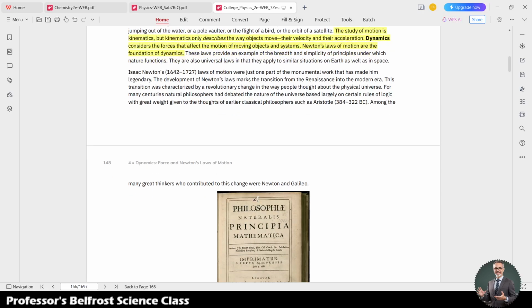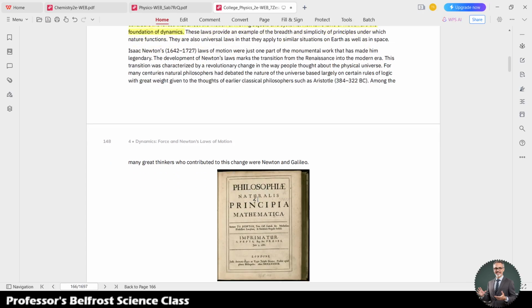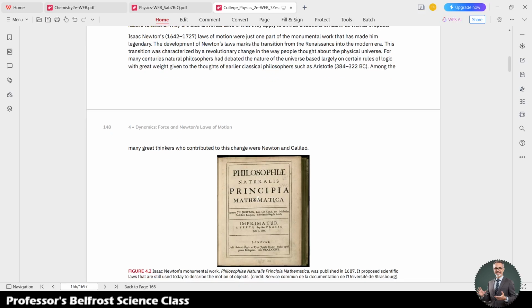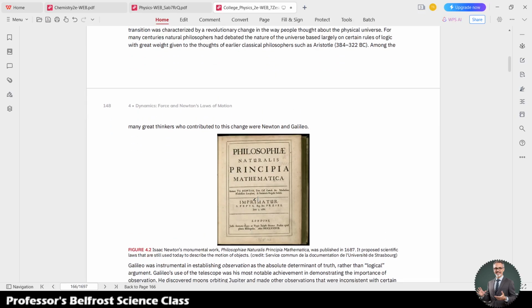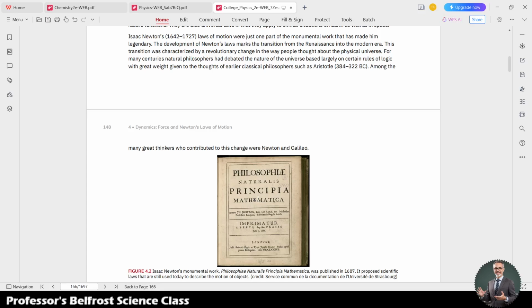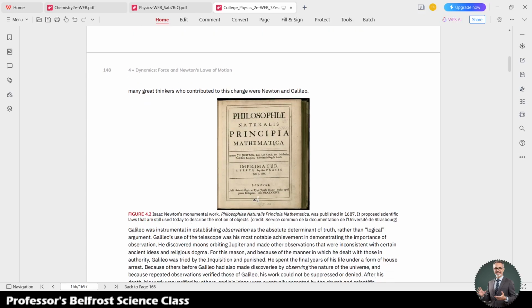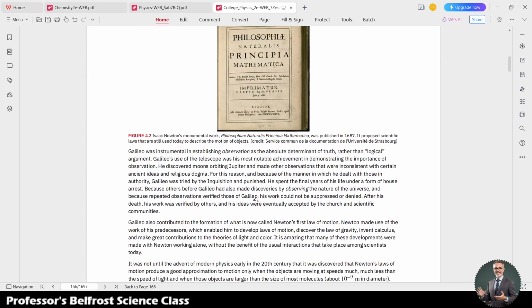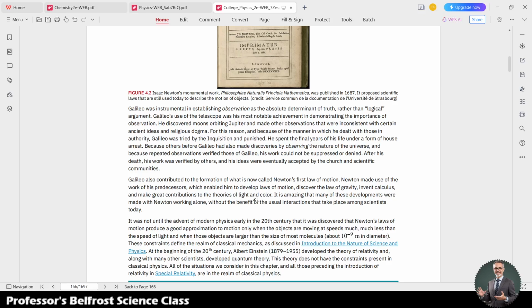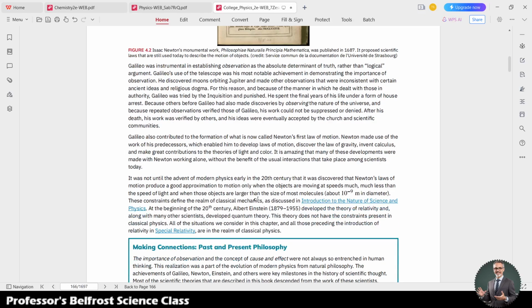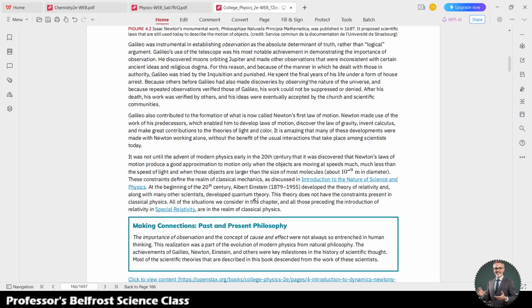Isaac Newton's laws of motion were just one part of the monumental work that has made him legendary. And actually there were quite many efforts from other scientists of previous eras to build this dynamics chapter. You can read it by yourself here. There are many scientists' contributions described here.